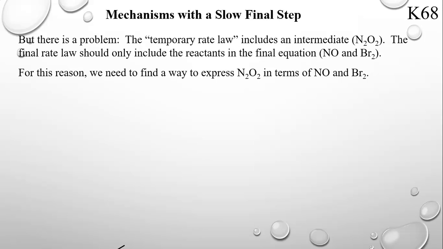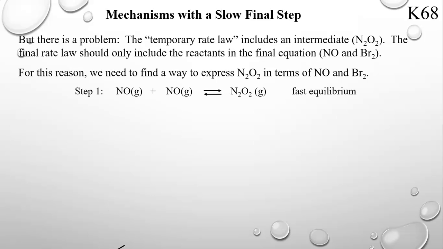So, but there's a problem. The temporary rate law includes an intermediate, N2O2. The final rate law should only include the reactants in the final equation, NO and Br2. For this reason, we need to find a way to express N2O2 in terms of NO and Br2. We have to get rid of that N2O2. So here's how we do it.